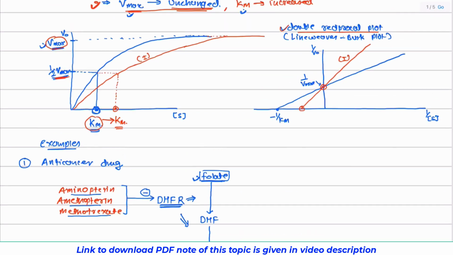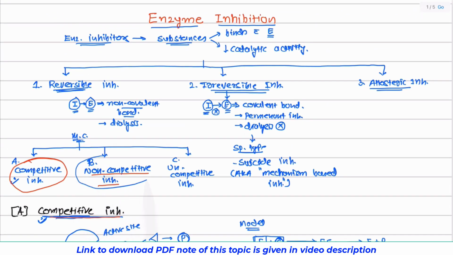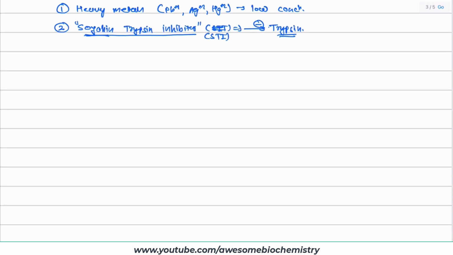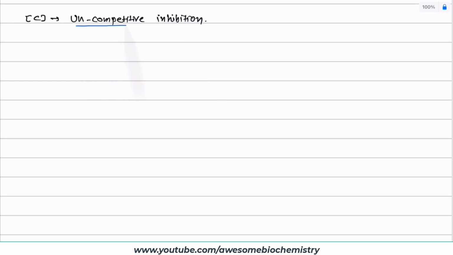So we have completed non-competitive inhibition. Next we will discuss uncompetitive inhibition. Now to understand this uncompetitive inhibition, suppose this is our enzyme molecule E and this half circle represents its active site.